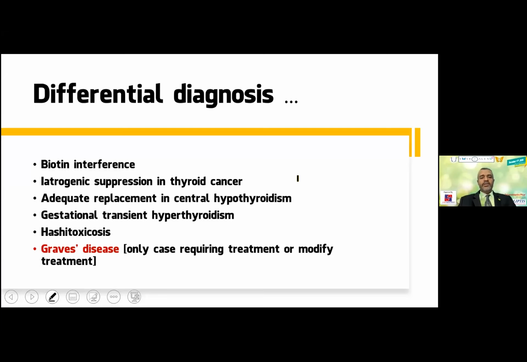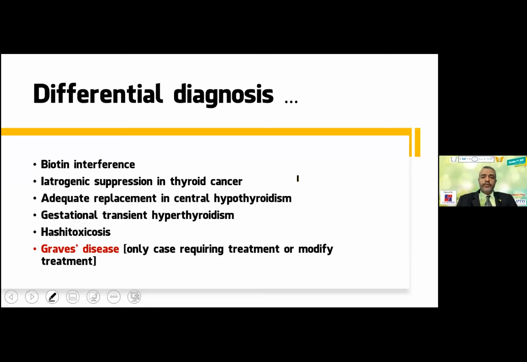The second interpretation would be iatrogenic suppression in a patient with thyroid cancer. The second patient that I have shown you was a patient who had papillary thyroid carcinoma with gross extrathyroidal extension that carries a high risk of recurrence. And this patient is required to be suppressed to a TSH below 0.1 while maintaining a normal free T4. And so this patient did not require any modification of the treatment.